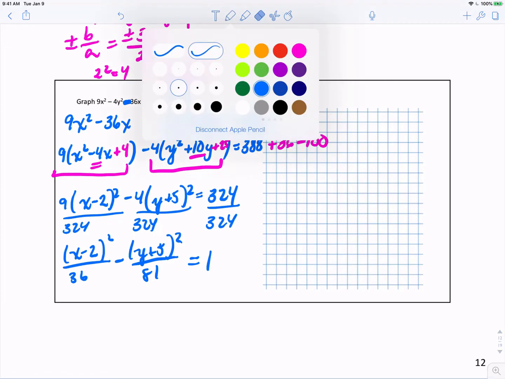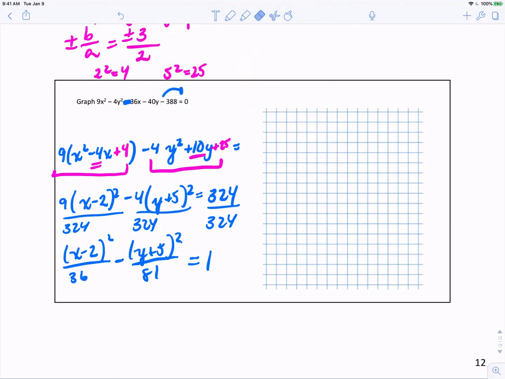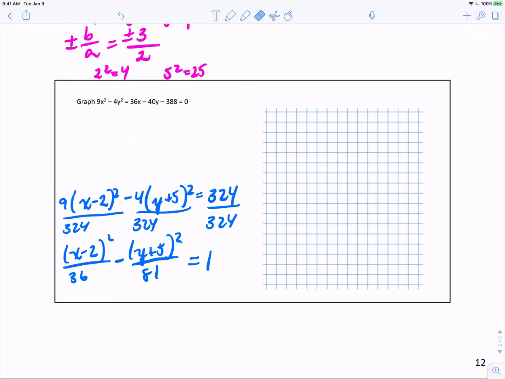So why don't I get some room here so that we have some room to work on this. All right. So go ahead and see if you can find the center. Let me get you started. The center is going to be at 2, -5. Go ahead and find the slopes of the asymptotes. Okay, plus or minus b over a, and then see if you can sketch the hyperbola.